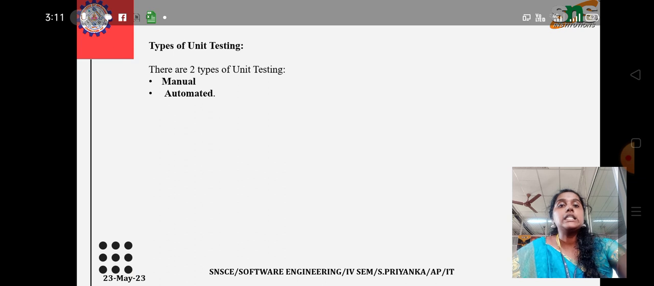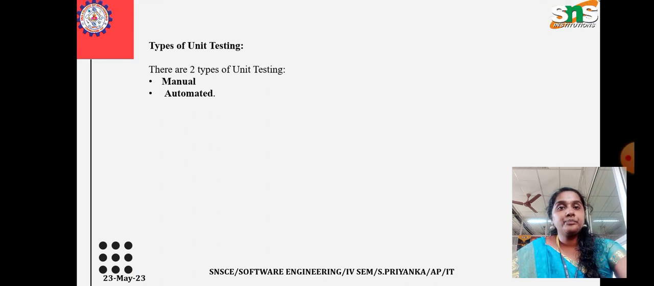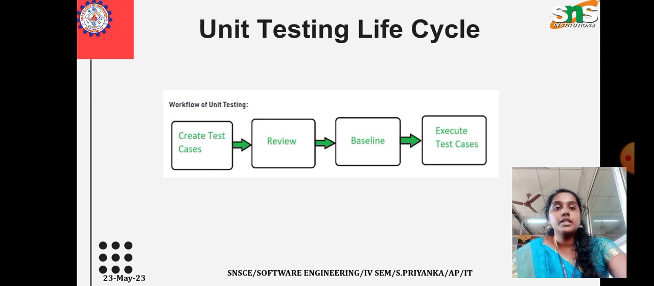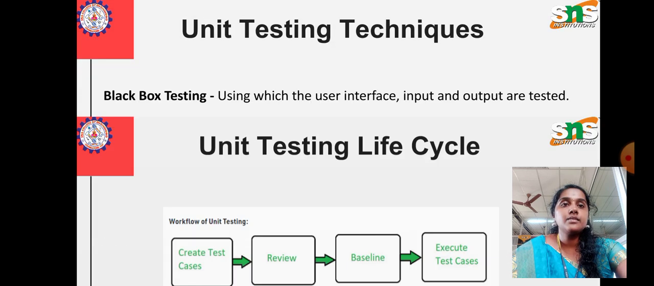Next, unit testing mainly consists of two types, that is manual and automated. Manual means it is done by humans, automated means it is done by the machine, as we all know. Next, the unit testing life cycle. It mainly consists of four steps. That is the flow. First, we have to create a test case. Then we have to review it, and then we have to create a baseline for it, and then we have to execute the test cases.